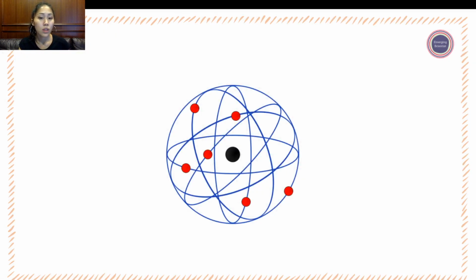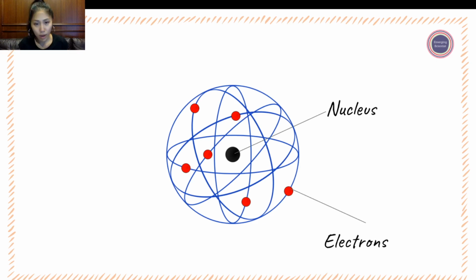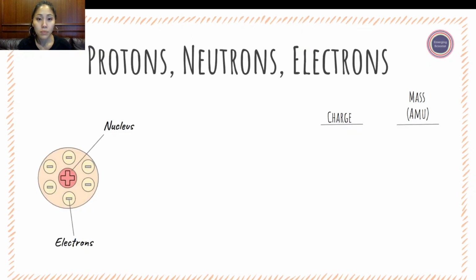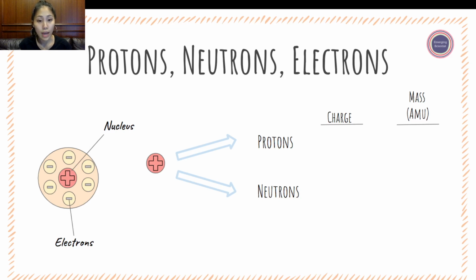So the modern day atom that we know now consists of a positive center known as the nucleus and electrons that orbit around that. Within an atom, there are three pieces: protons, neutrons, and electrons. Protons and neutrons, as we see here, reside in the positive center of an atom. The electrons are the ones that orbit around it.